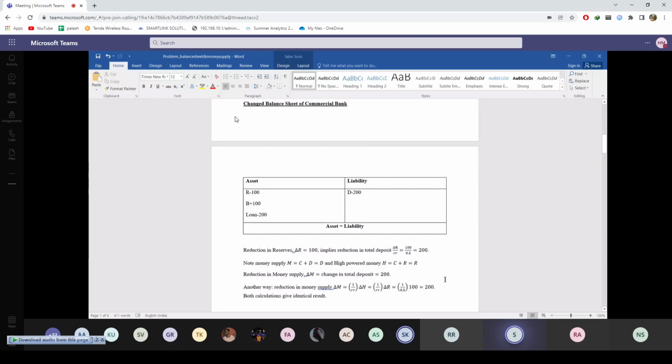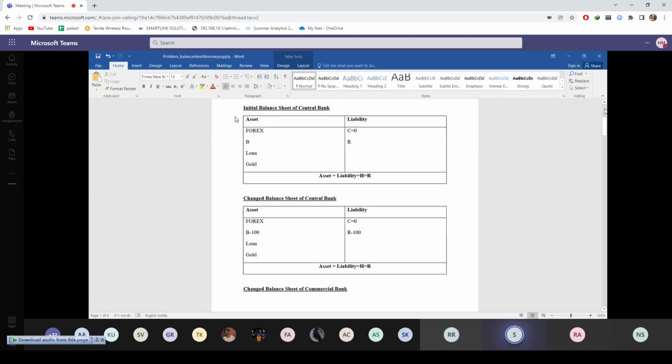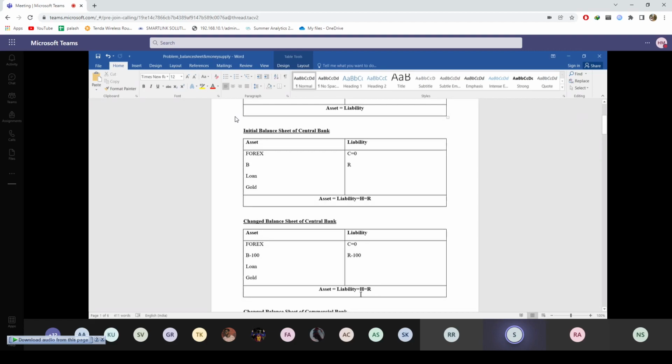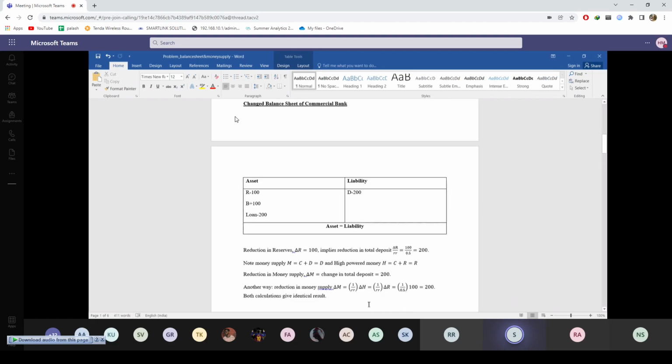There is another way we can get the same thing. Delta M equals 1 over RR times delta H, high powered money. High powered money is delta H equals delta R, and delta R is negative 100. So if I put negative 100 over here, I get the money supply reduced by 200 units. Same thing. You can calculate in this fashion or in that fashion.